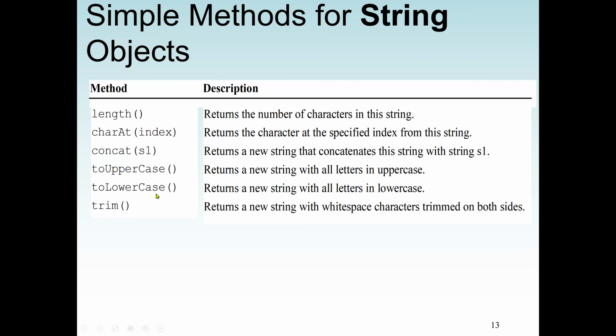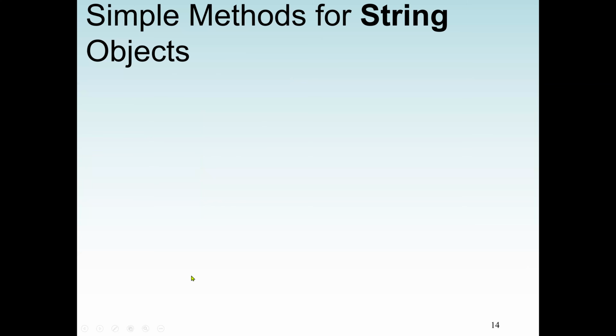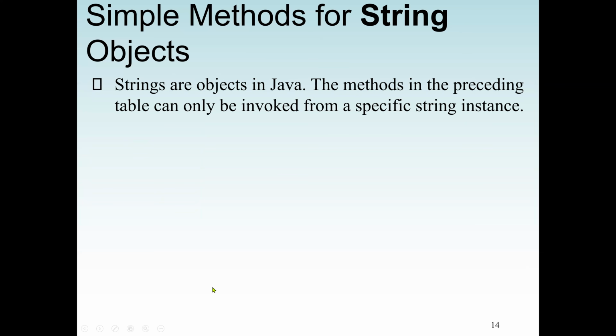Same thing applies to toLowerCase. We're going to return a new string. All the letters should be in lowercase. Then the trim method returns a new string with white space characters trimmed on both sides. So the goal of using the trim method is to remove any white space at the beginning or the end; they are all going to be removed. Again, we're going to use all these methods, some of them in our lab work in class, and we also have a couple of examples in these lectures.